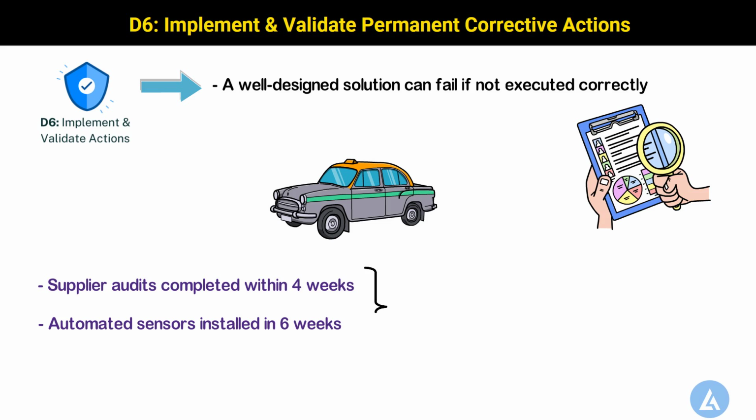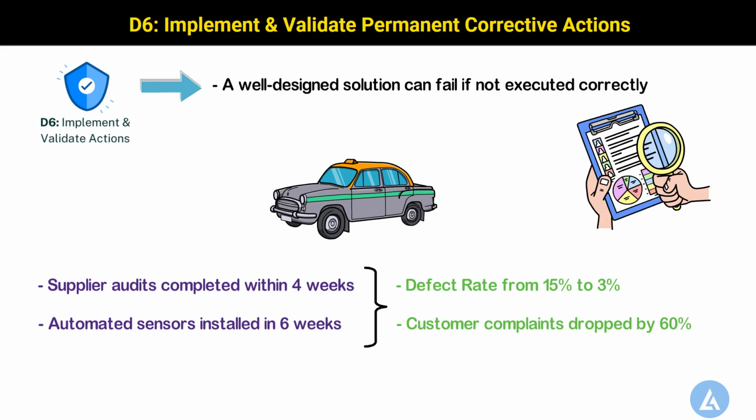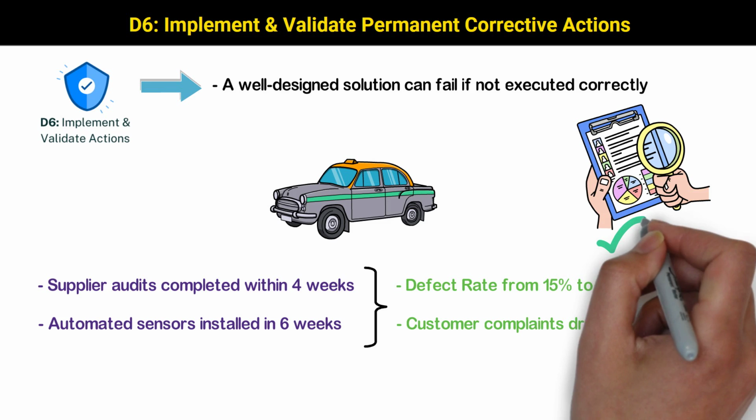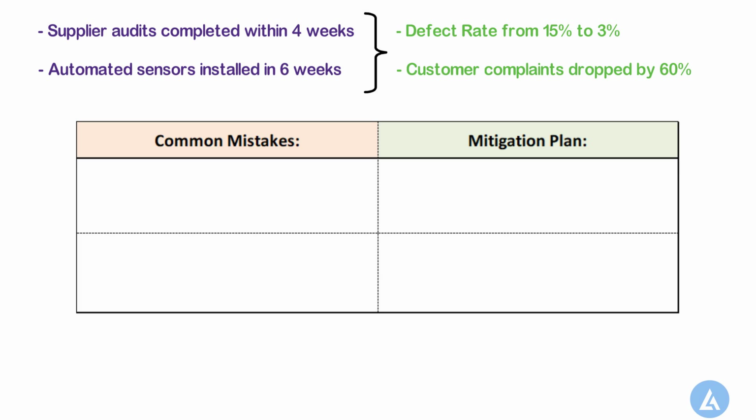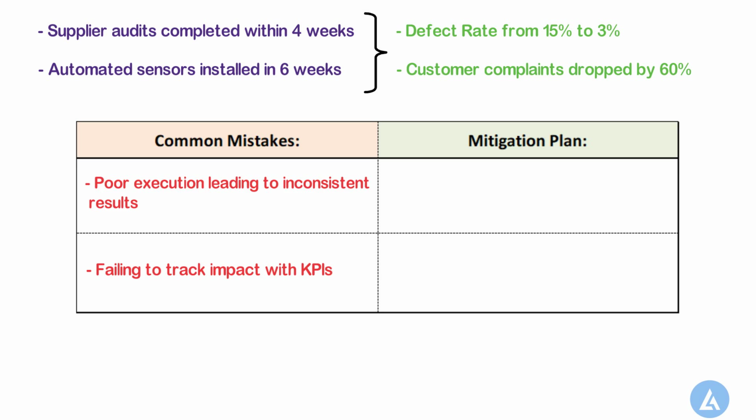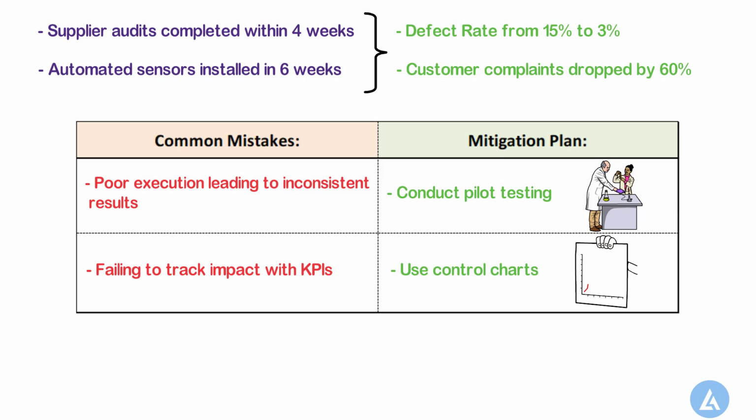We can also validate those results by looking at data like defect rate reduced from 15% to 3% within 2 months and customer complaints dropped by 60%. This is also validating the effectiveness of the corrective actions that we have executed. Let's talk about the common mistakes that people make as a part of this D6: poor execution leading to inconsistent results, and failing to track the impact with KPIs. To avoid these mistakes, we can have mitigation plans like conducting pilot testing before full-scale implementation, and using control charts to monitor post-implementation performance.